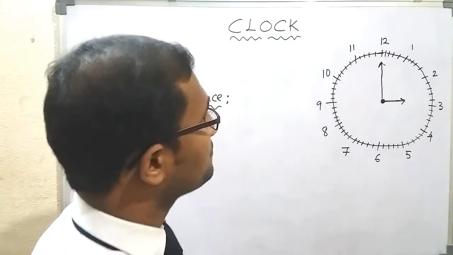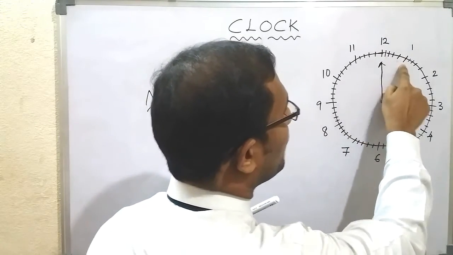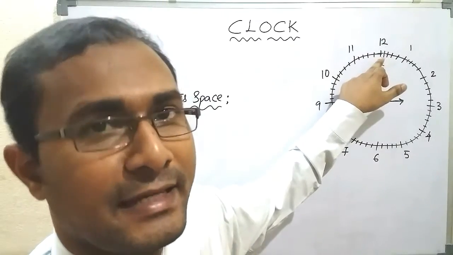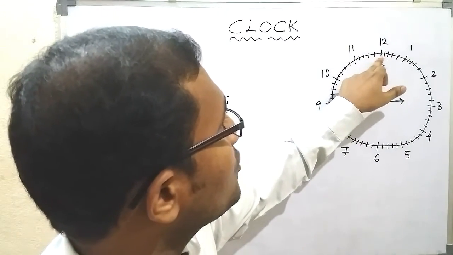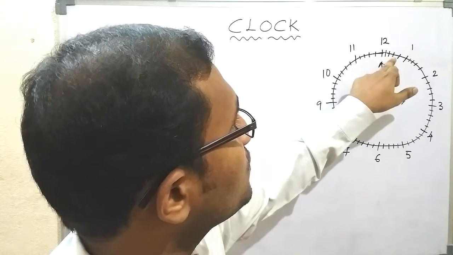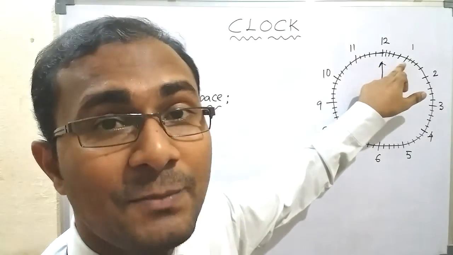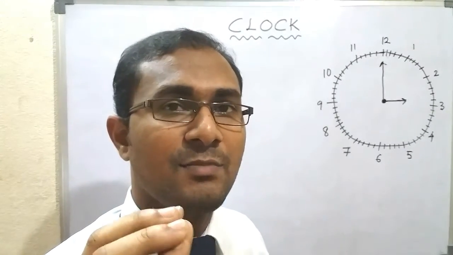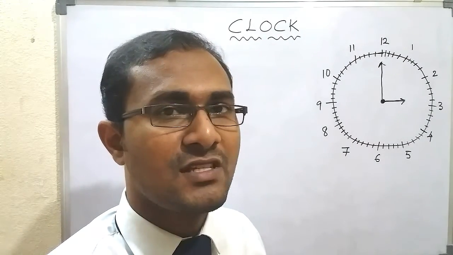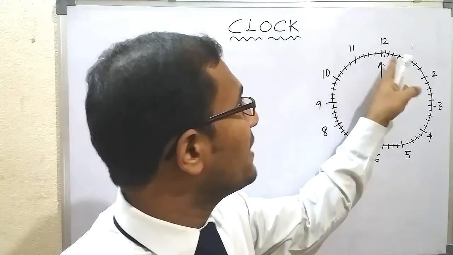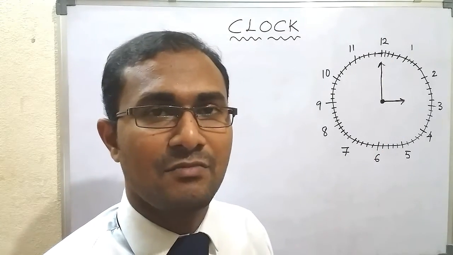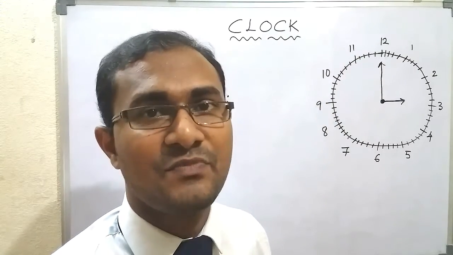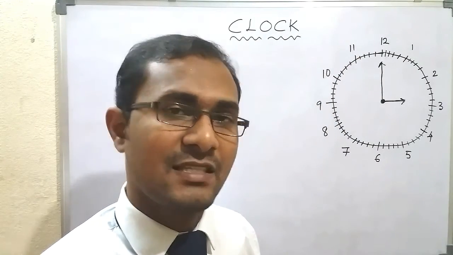Let us observe here. 12 to 1. Forget about the 12th division, the 12th line. After 12, 1, 2, 3, 4, 5, up to number 1. In total how many divisions are there? 5 divisions are there. It means for every 1 hour there are 5 divisions. So in total how many hours are there in this clock? 12 hours. So 12 into 5, 60 divisions.